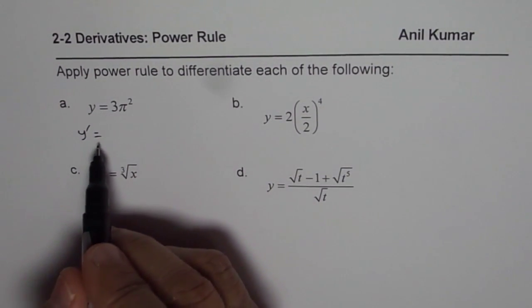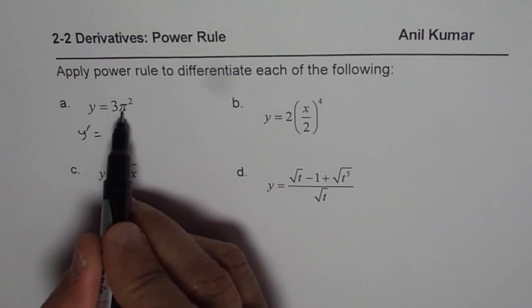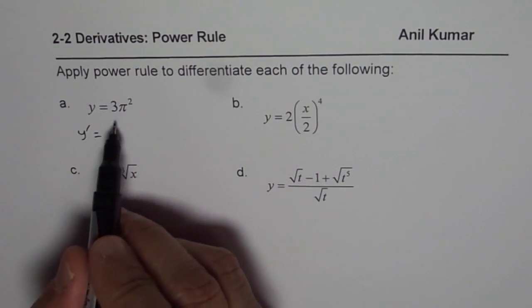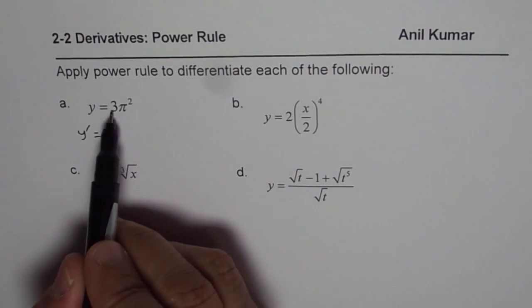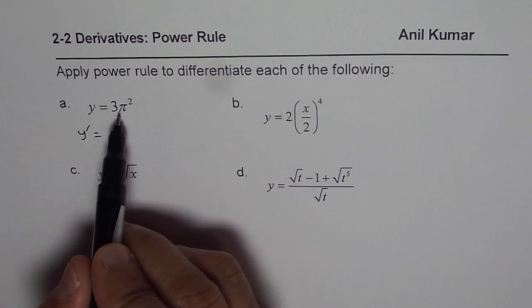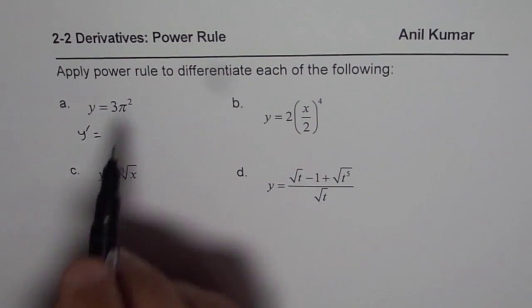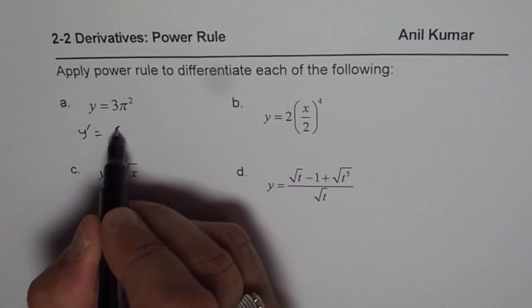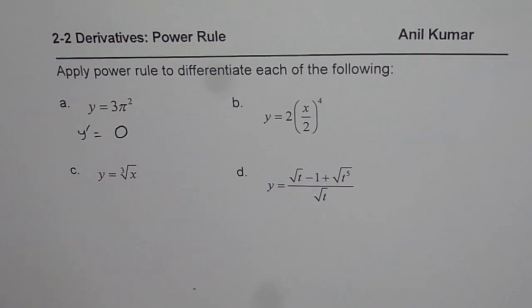Now in this particular case, 3 is a constant, π is also a constant. So do not make the mistake of writing 2 times 3, which is 6π, right? Don't write that. That will be a mistake. Derivative of a constant is 0. So the answer for the very first one is 0. Remember that. I have purposely taken this, and I have also discussed this earlier. It is important to see that π is not a variable, right?